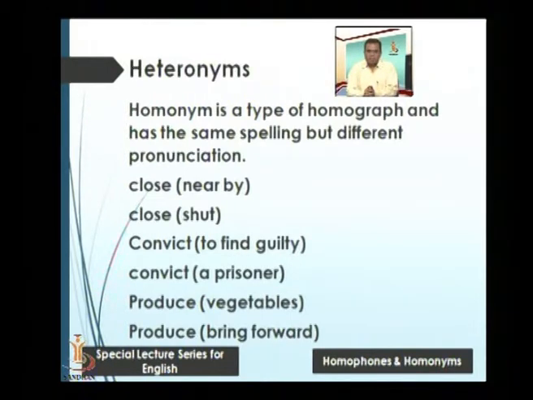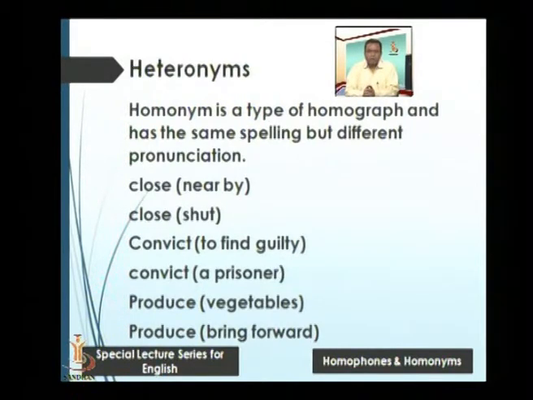Now convict is another word. Convict. It is used in two different contexts. The first context is to find guilty. He was convicted of murder. So that word convict is used to say that somebody is guilty of something. Somebody has committed a crime. So he is convicted of a murder. The same word convict is also used while referring to a prisoner. He is a convict. So a prisoner, somebody who is in jail, who is behind the bars presently.